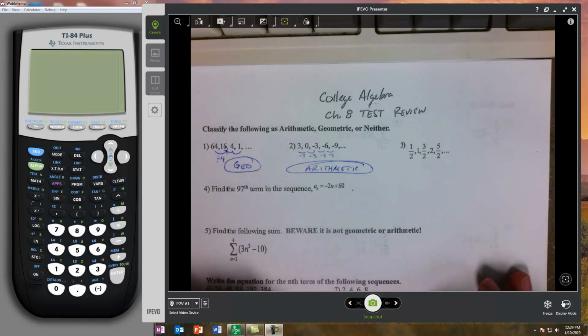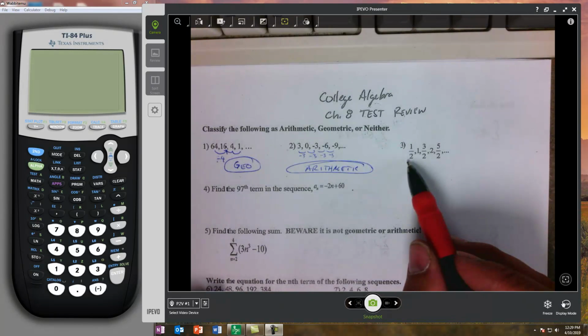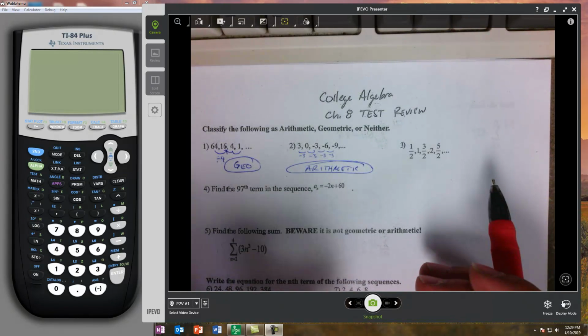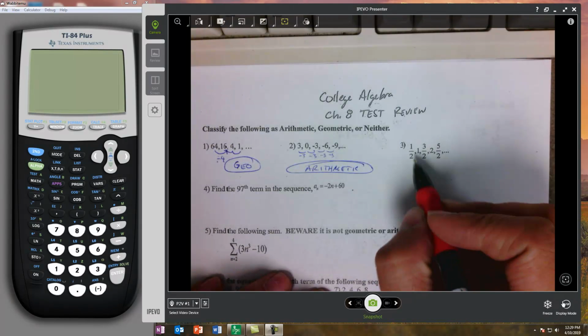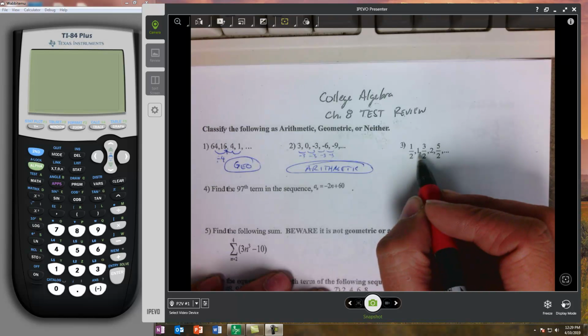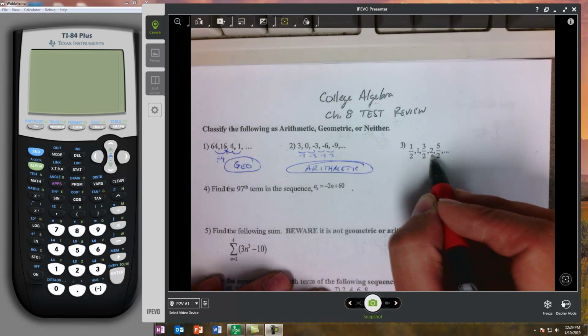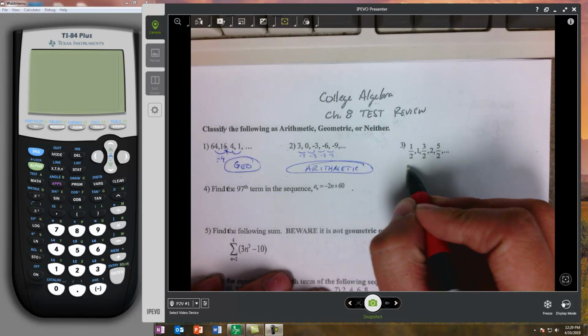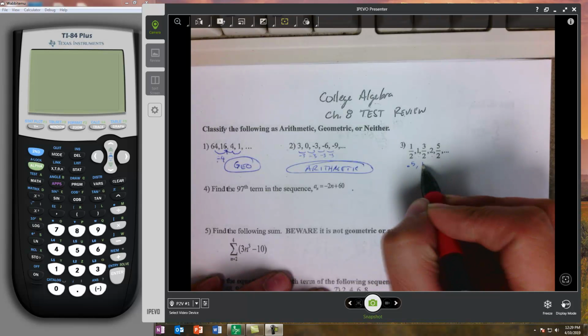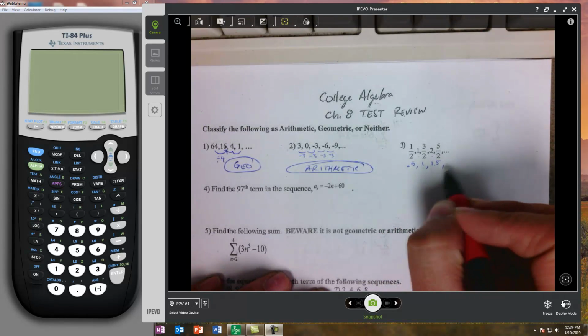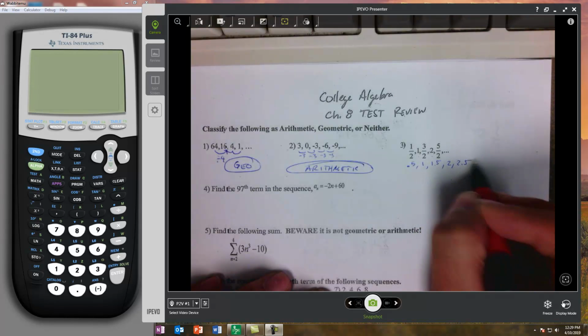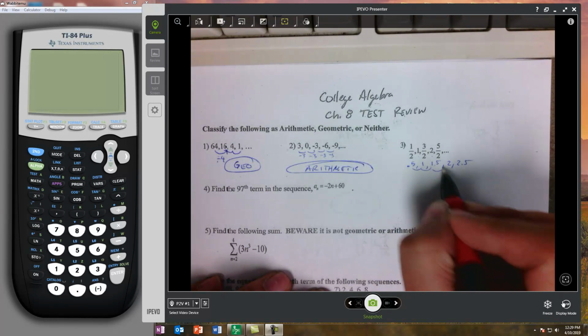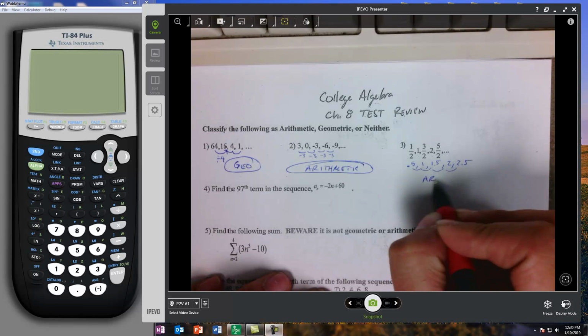Okay, and then this third one over here, at first glance it might look like it's just nothing. But if you think about it in terms of the decimals or the fractions, this fraction, whole number thing can be a little confusing. So this might be better to be 0.5, 1, 1.5, 2, 2.5. It looks like I'm adding a half each time. So this is also arithmetic.